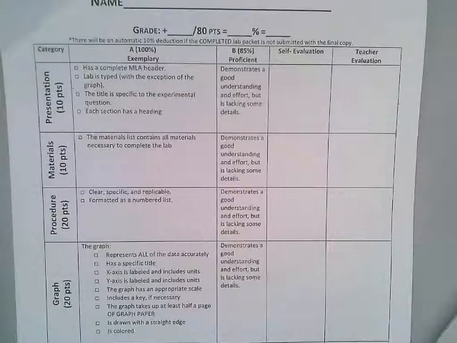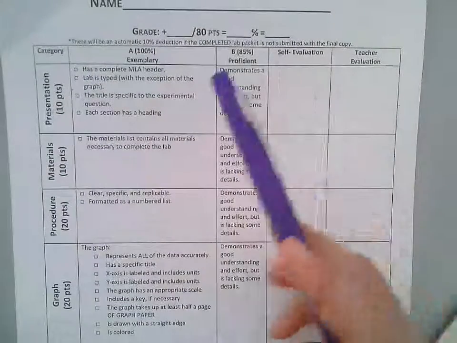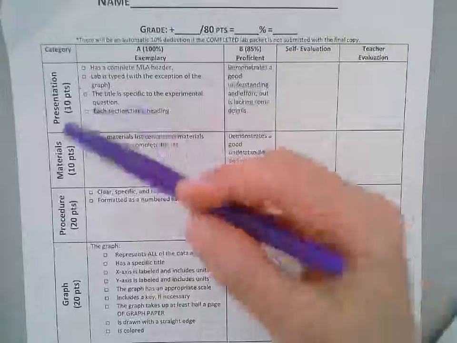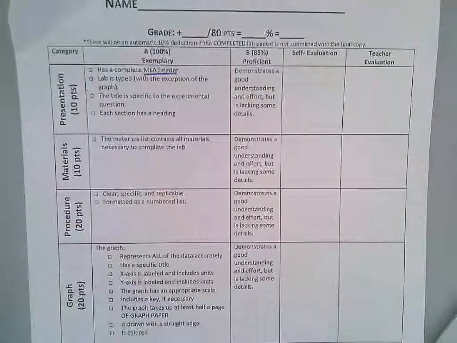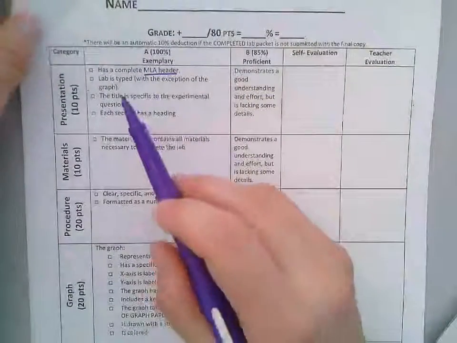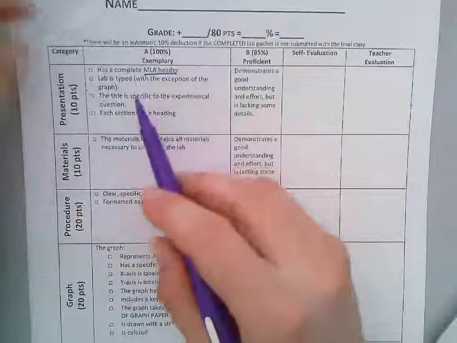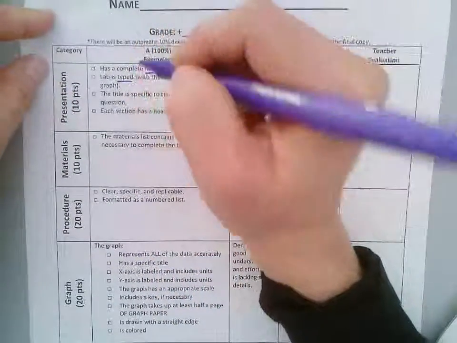There are a few things that we need to definitely talk about. So if we look at the rubric, we're considering the different parts. First it says presentation. So this says it has an MLA header. We'll talk about that in class, so don't worry if you do not have it right now. Then it says that the lab is typed with the exception of the graph. So I am going to ask that you type everything.